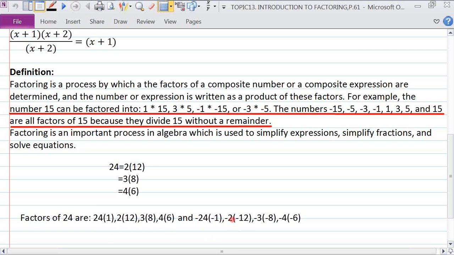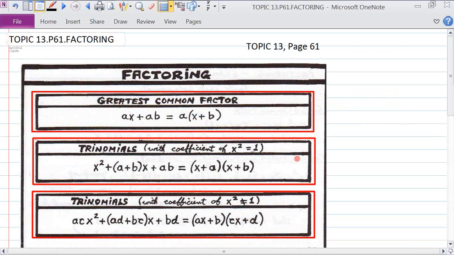Minus 24 times minus 1, minus 2 times minus 12, minus 3 times minus 8, and minus 4 times minus 6. So starting on page 61, there are different parts of this page that we're going to examine.